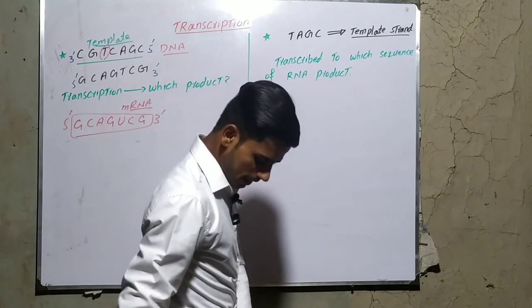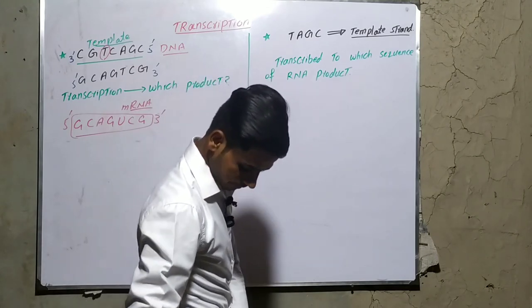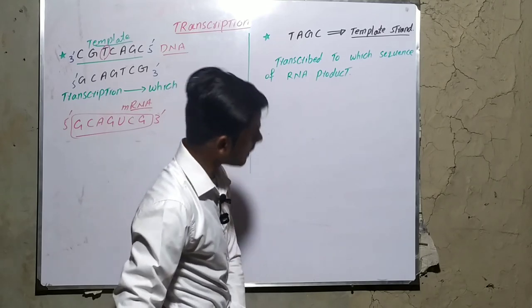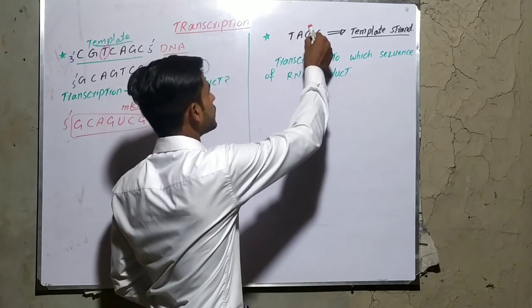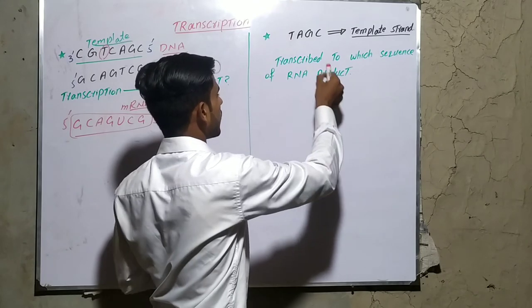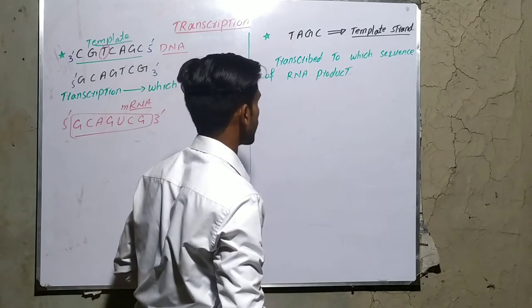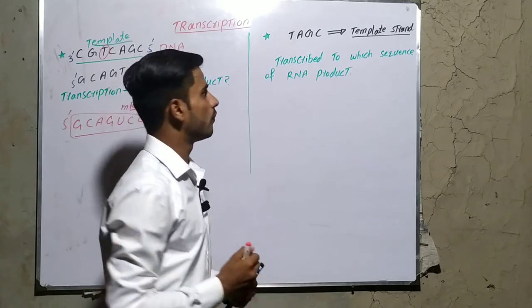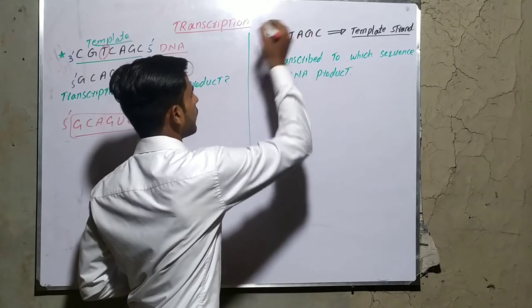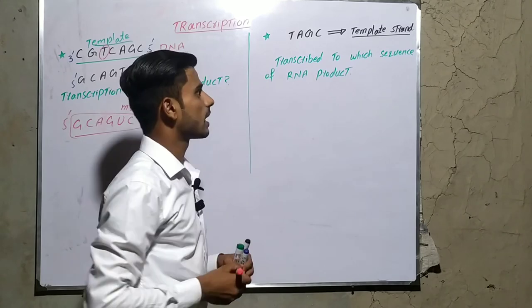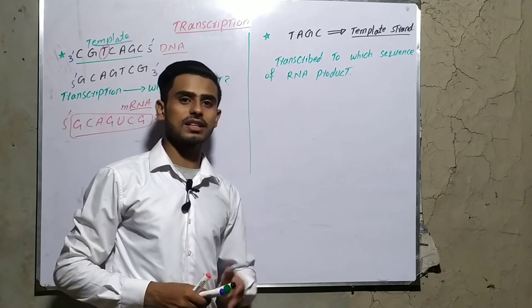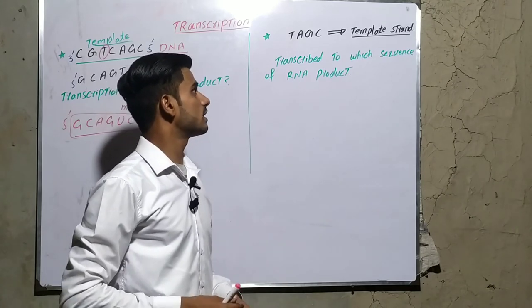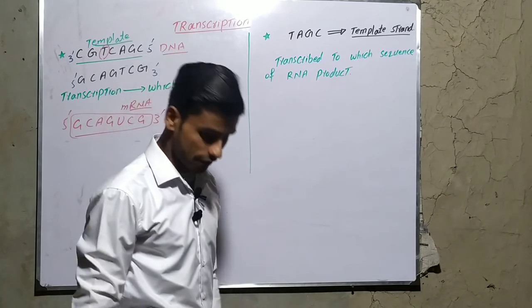What does this example say? This example says that this is a template strand. The template strand is TAGC. Then what is the sequence of the RNA product? Here is a given template strand, but we don't know which end is the 3 prime end and which end is the 5 prime end, because RNA polymerase will start reading from the 3 prime end, but we don't know which end is which.